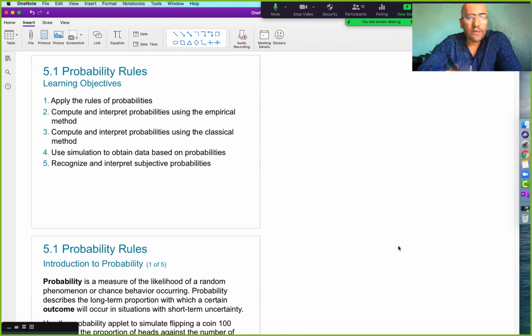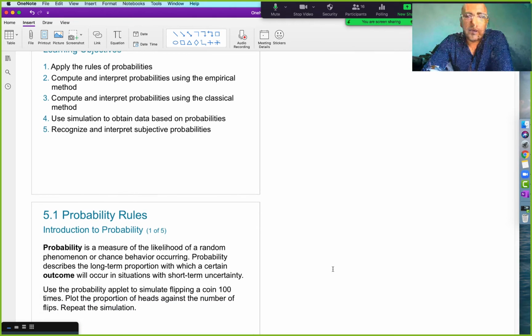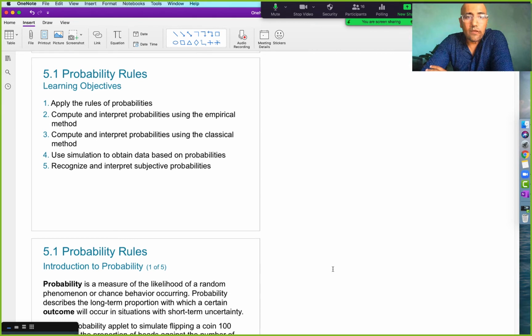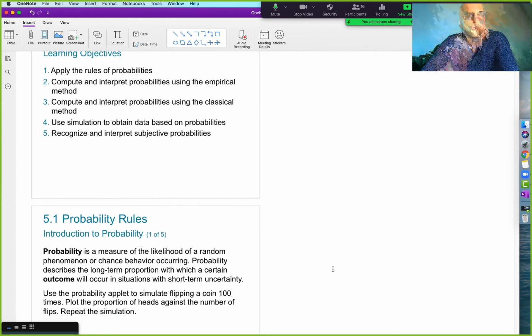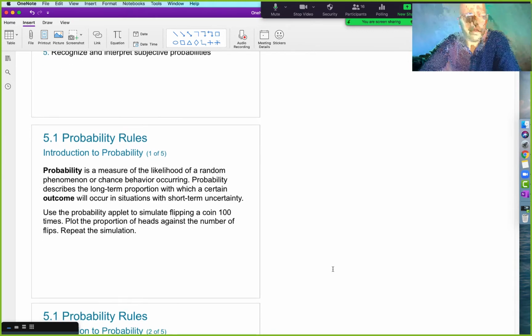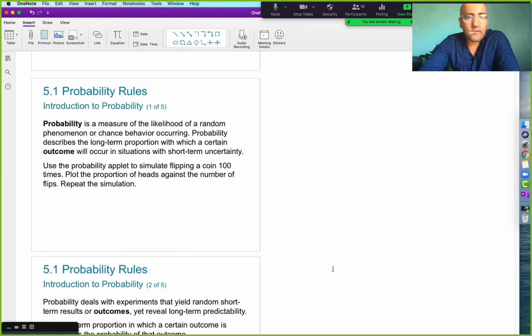Okay, so we're going to learn some definitions. We're going to learn about the empirical method for probability, classical methods, and subjective probabilities, and do some examples with those. Okay, so that's what 5.1 is about. Feel free to interrupt at any moment if you feel that I said something that's not clear enough, or if you want further clarification on something, please interrupt. That's what you're here for, right? So let me know.